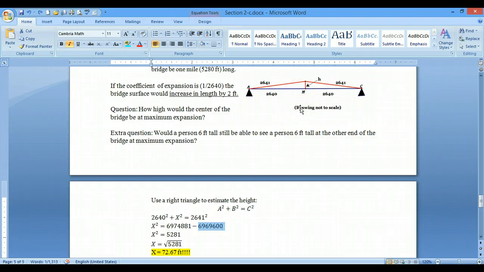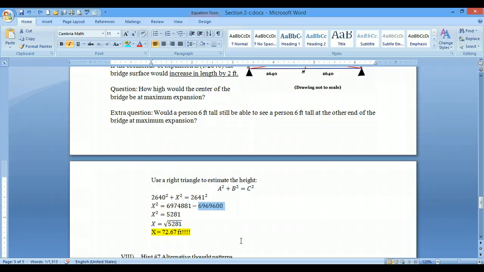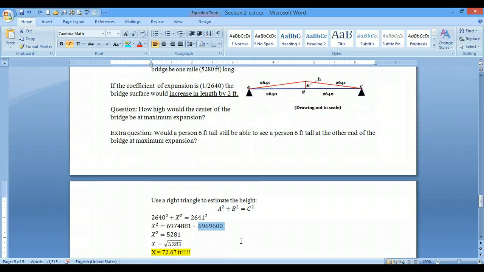If this were to expand only by 2 feet, it would be 72 feet tall in the middle of the bridge. So our extra question, would a person 6 feet tall still be able to see a person 6 feet tall on the other end of the bridge when it has expanded its 2 feet? If it's 72 feet tall, absolutely not. Amazing, isn't it? This was a big problem, and engineers have found different ways of combating that problem.